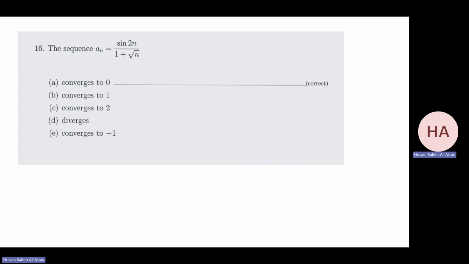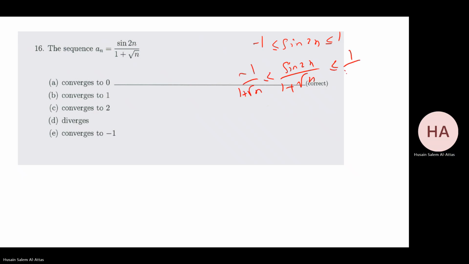This sequence, sine to the power, sine 2n over this. Yeah, I think we can do it by the squeeze theorem. Very clear. I divide by 1 over square root of n. As n goes to infinity, this goes to 0. This goes to 0. So this goes to 0 by the sandwich theorem or by the squeeze theorem.